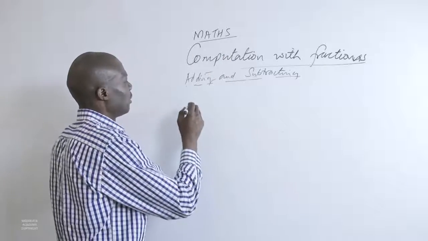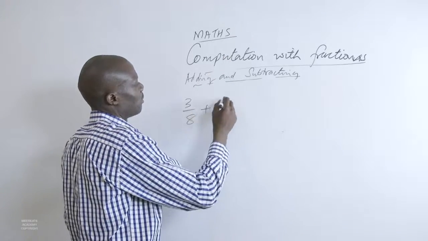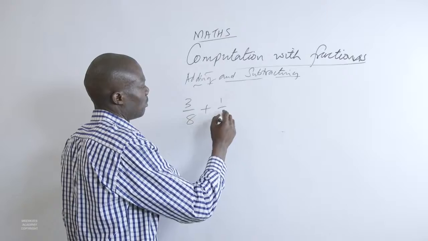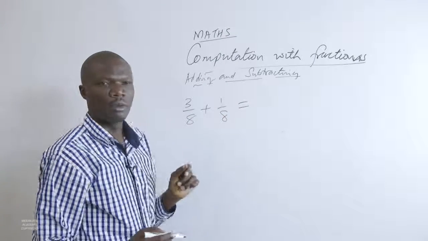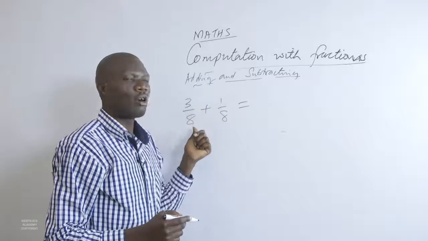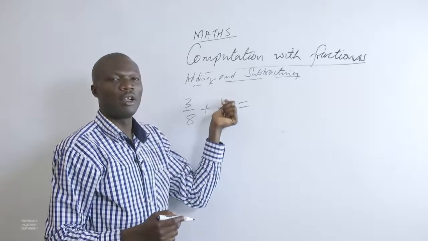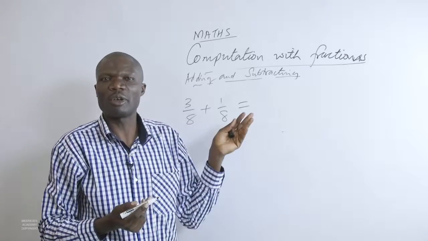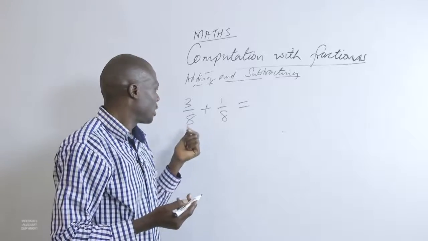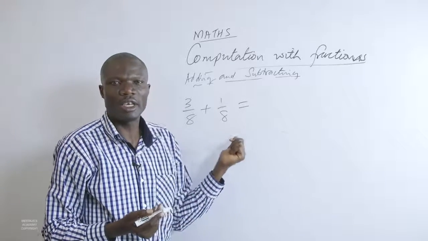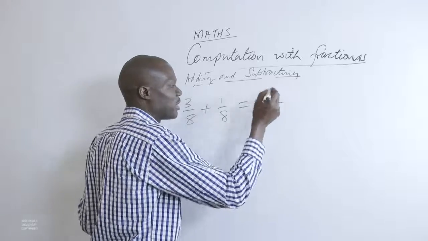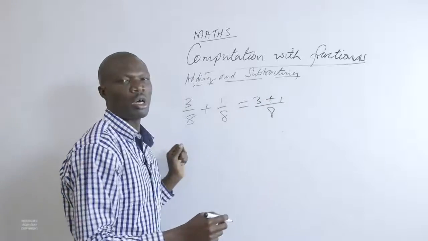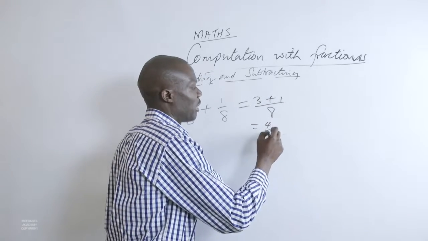For example, 3 over 8 plus 1 over 8. What is the numerator here? In one fraction we have 3 and in the other we have 1. But the denominator in both cases is 8. So the denominator remains 8, and then the numerator will be 3 plus 1, which gives us 4 over 8.